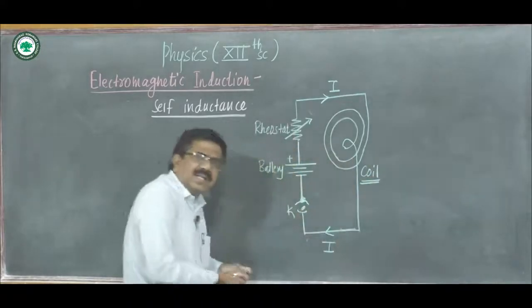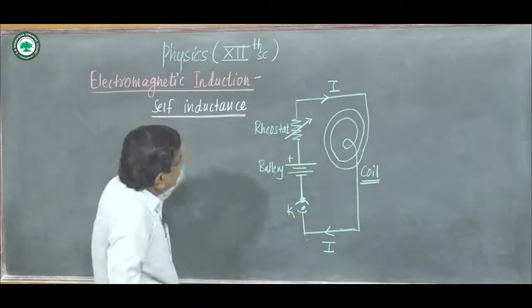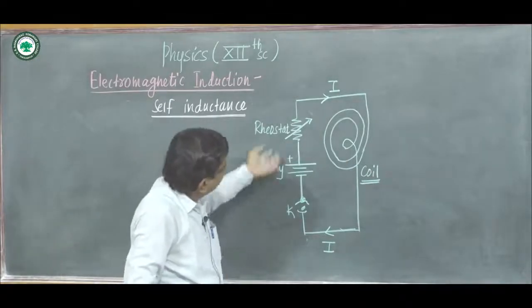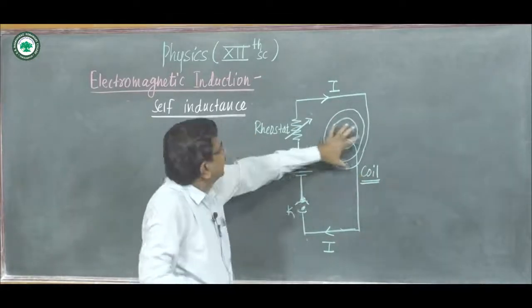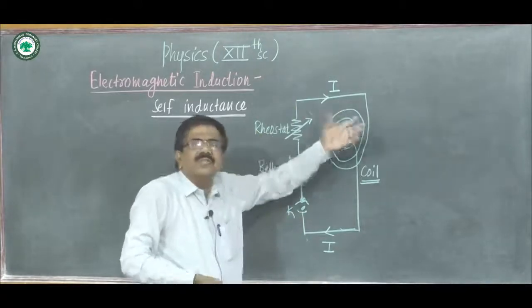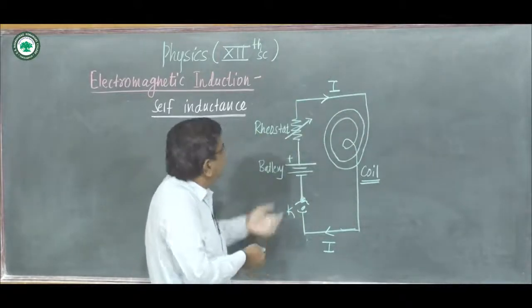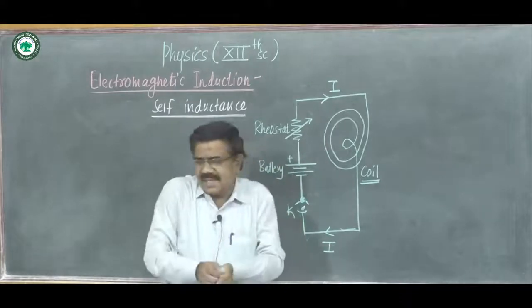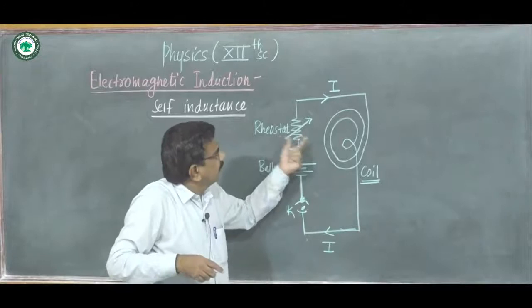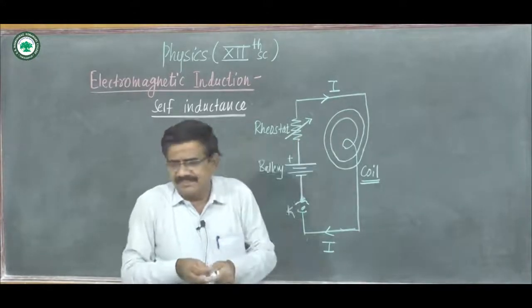To understand the concept of self-inductance, see this circuit diagram. It shows the current changing in the coil. When key is closed, current passes through the coil. We can increase or decrease the current by using the rheostat, and this is the conducting coil.